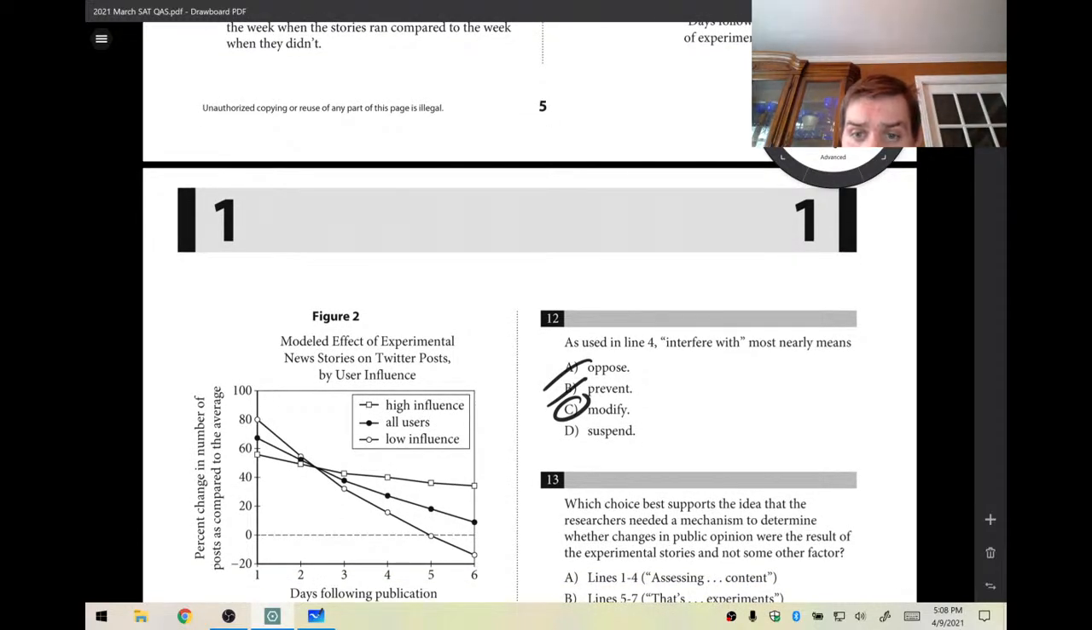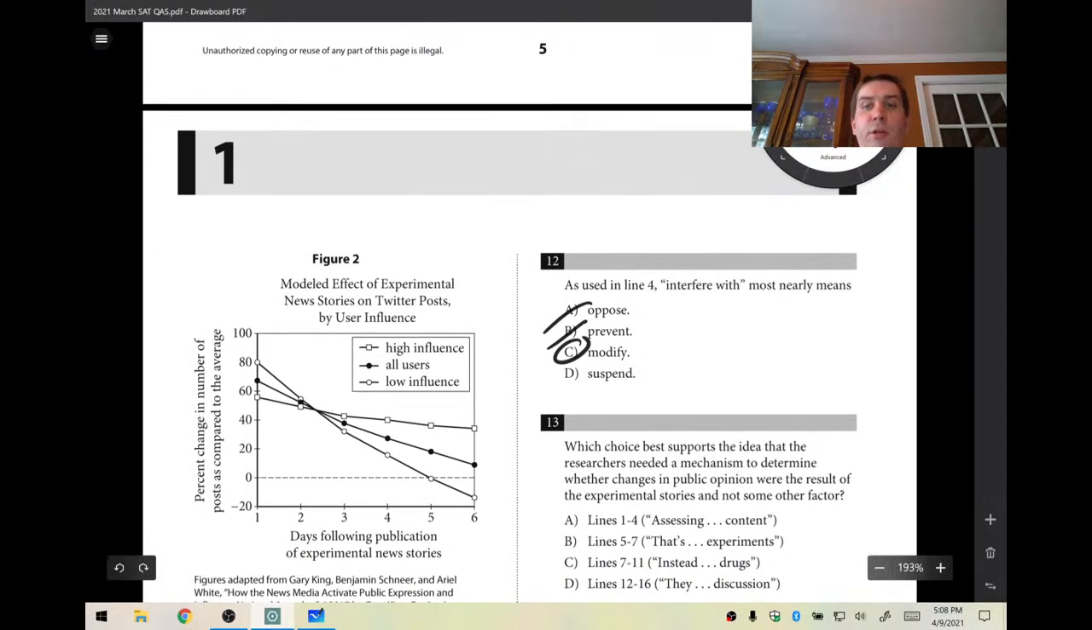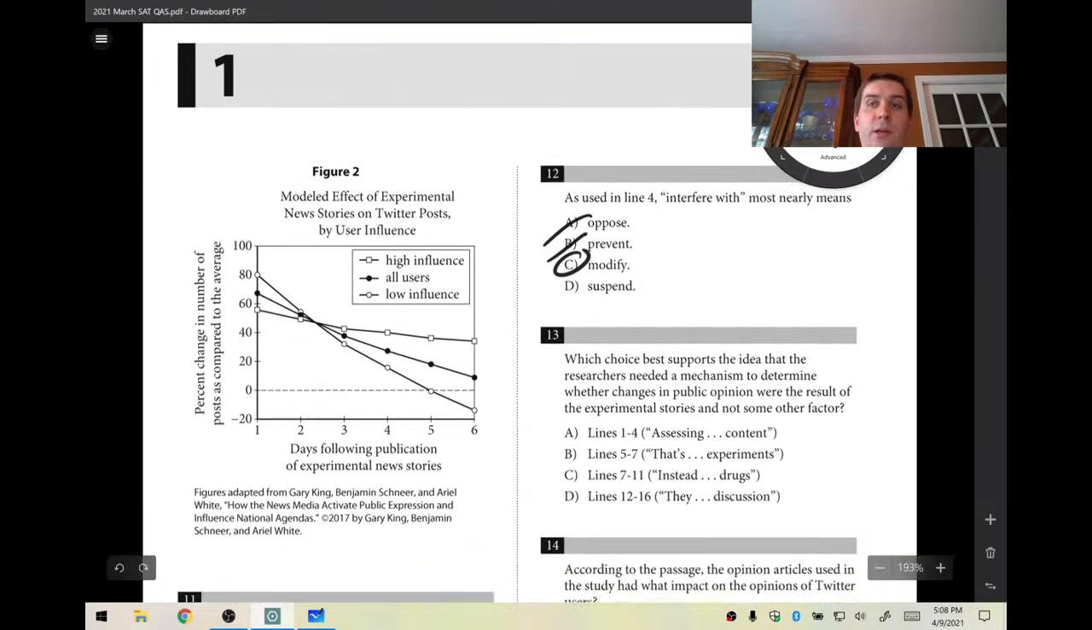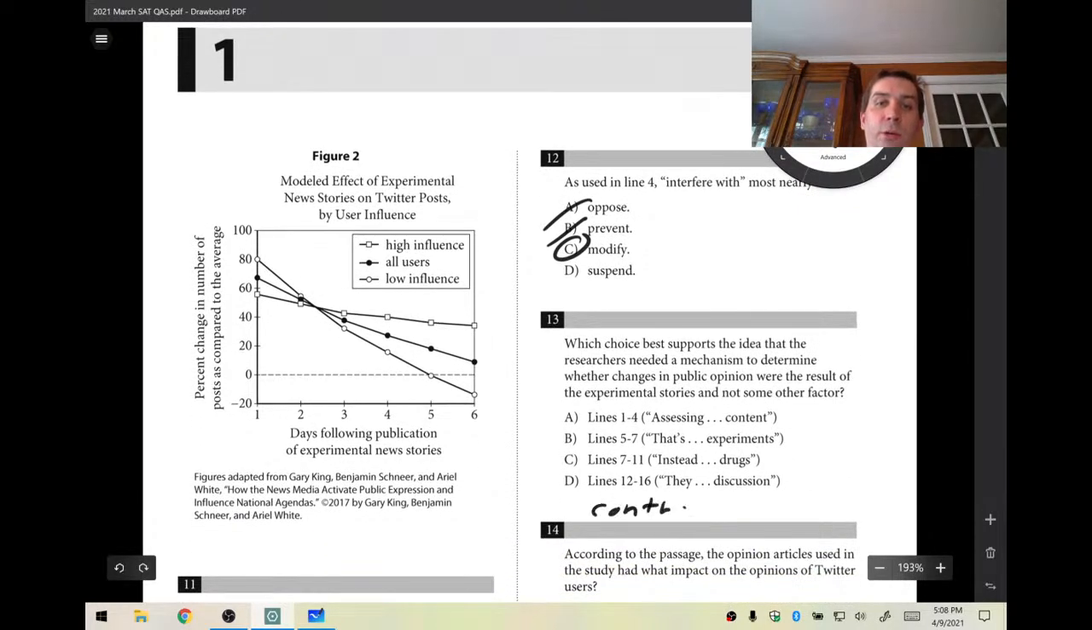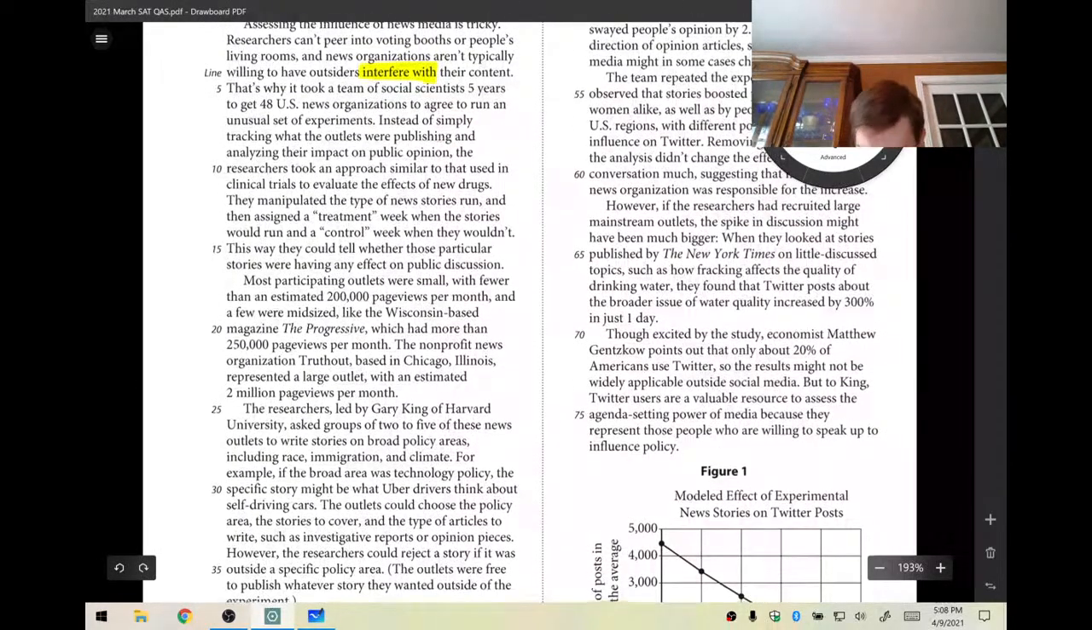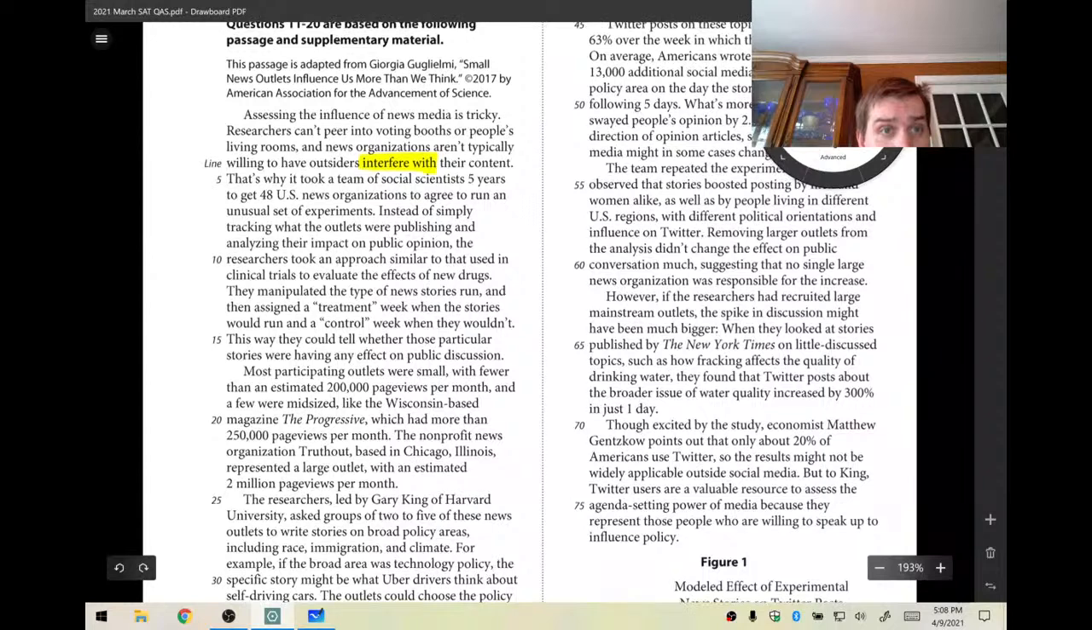So they have to figure out, was it the experimental change that we made or some other factor? How do they do that? Typically we do that in science with what's known as a control group. So I'm going to try to find that part of the passage, which is right over here.